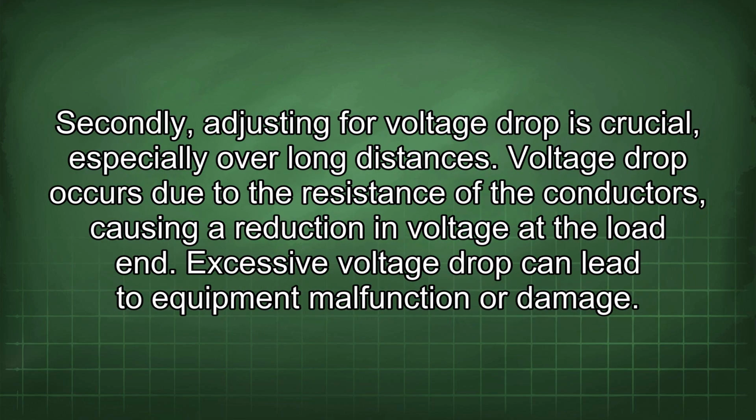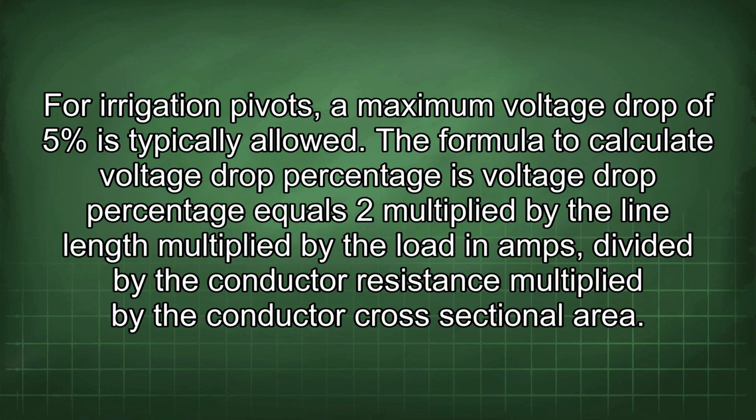Secondly, adjusting for voltage drop is crucial, especially over long distances. Voltage drop occurs due to the resistance of the conductors, causing a reduction in voltage at the load end. Excessive voltage drop can lead to equipment malfunction or damage. For irrigation pivots, a maximum voltage drop of 5% is typically allowed.